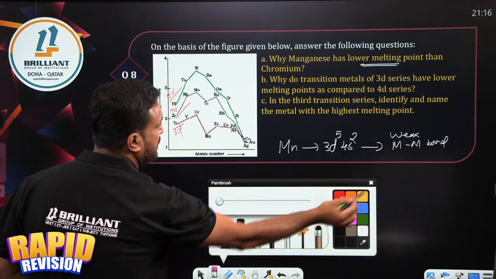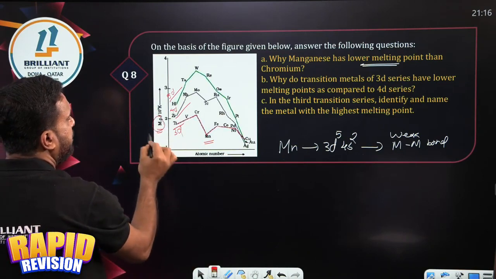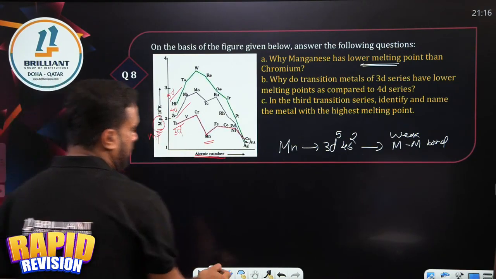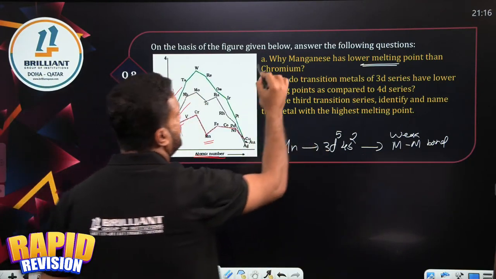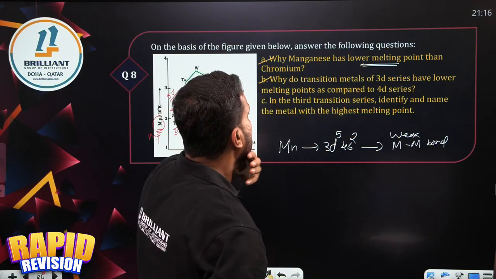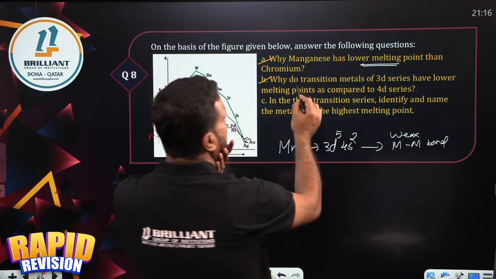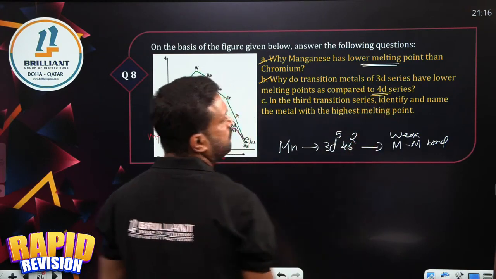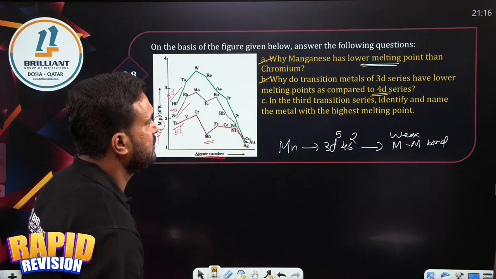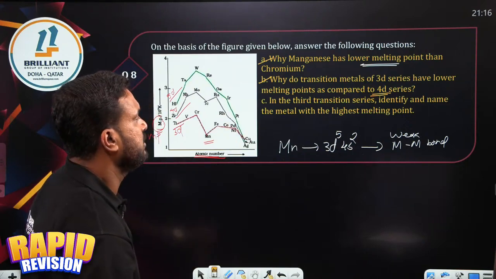Melting point is given over here, okay? MP is taken over here. Here it is atomic number. Okay, so that is the correct answer for A. B. Why do transition metals of the 3d series have lower melting point as compared to the 4d series? You know that the 4d series have more loosely held unpaired electrons than the 3d series.